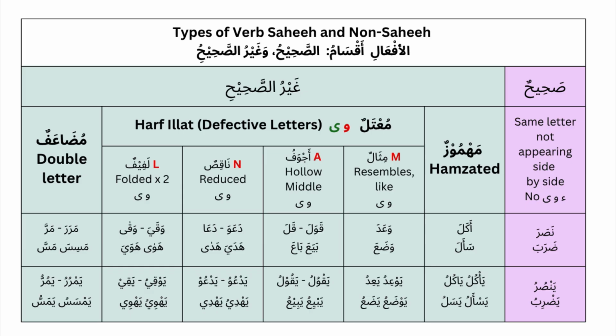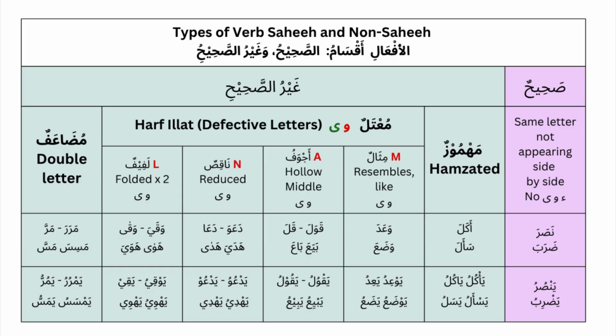On the left side, we have ghayru sahih verbs, the irregular verbs. This is the main focus of our lesson. Now inside ghayru sahih, the table is further divided into categories. First, you will see mahmuz. These are verbs that contain a hamza. Then next to that, you will see a larger section labeled mutal, which means verbs containing weak letters, waw and ya.